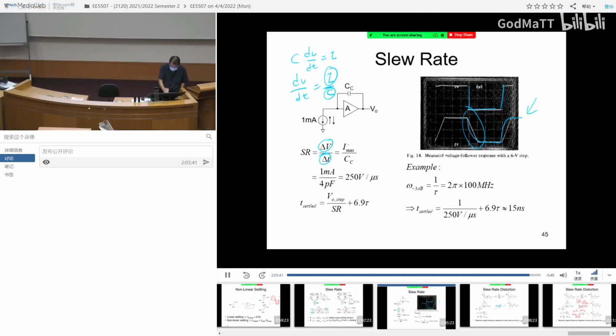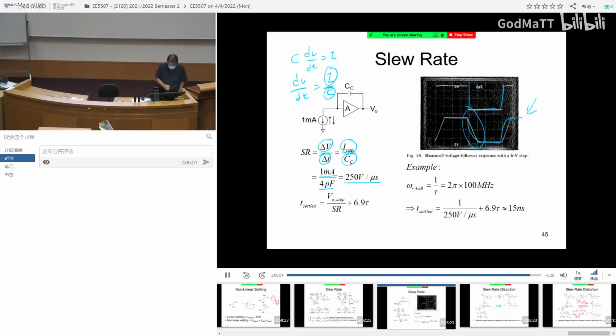So the slew rate is basically given by the maximum current divided by the available capacitor that you want to charge. So in this case, let's say the current is 1 milliampere, the capacitor is 4 picofarad, that gives rise to about 250 volt per microsecond. That is the slew rate.